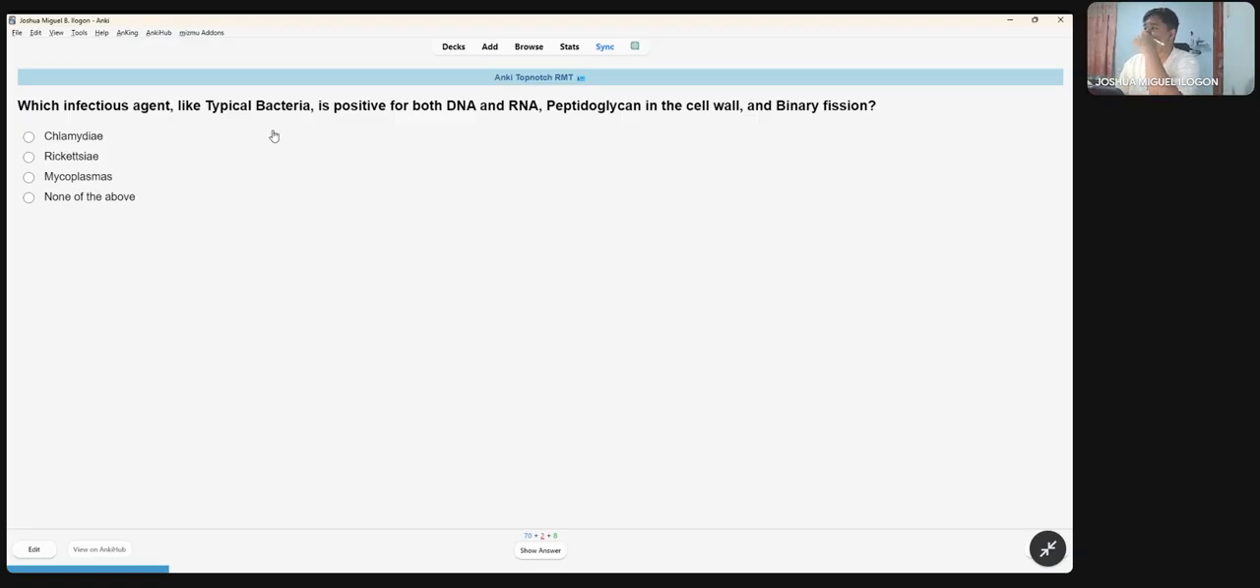As you can see, toxic. The conductor is positive for both DNA and RNA. The peptidoglycan in the cell wall, binary fission. This has rickettsial. Does it have peptidoglycan? It's gram negative. I think it's rickettsial. This has to be rickettsial.